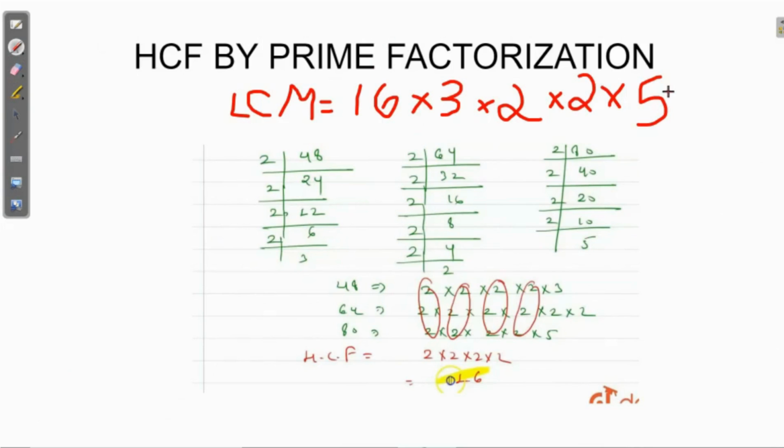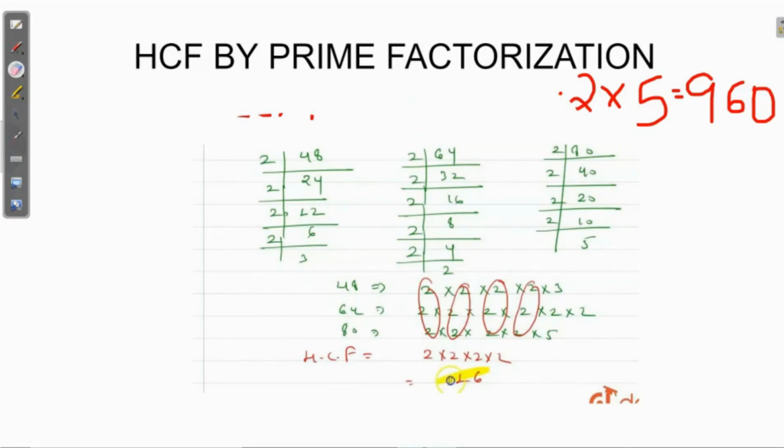LCM is nothing but 960. So you can also individually do it, or together also you can do it. It's your choice. LCM value is 960. Okay. So this is how you can find the value of LCM and HCF by prime factorization method.